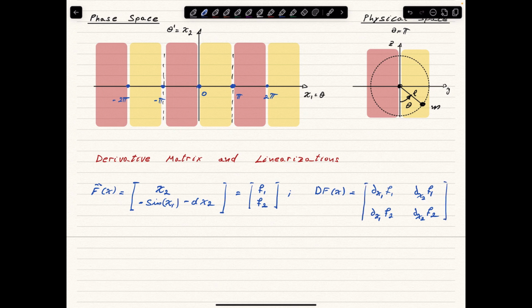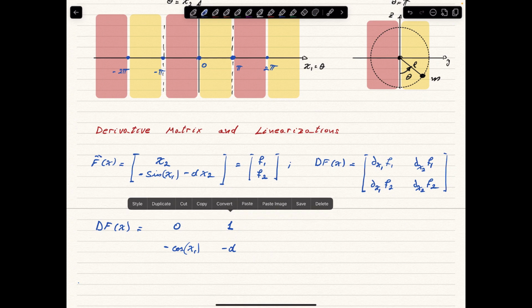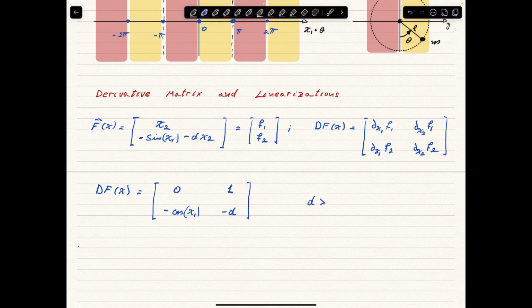If we do this calculation, it's pretty fast in the pendulum, and the calculation gives us the following derivative matrix. We are going to have 0 in the first component, 1, then the derivative of the sine, which is going to be cosine, and there is a negative sign, so negative cosine of x1, the other term disappears, and then the derivative with respect to x2 is negative d. And that's it. That is the derivative matrix, pretty easy to compute. Recall, we are going to study the case d bigger or equal 0.